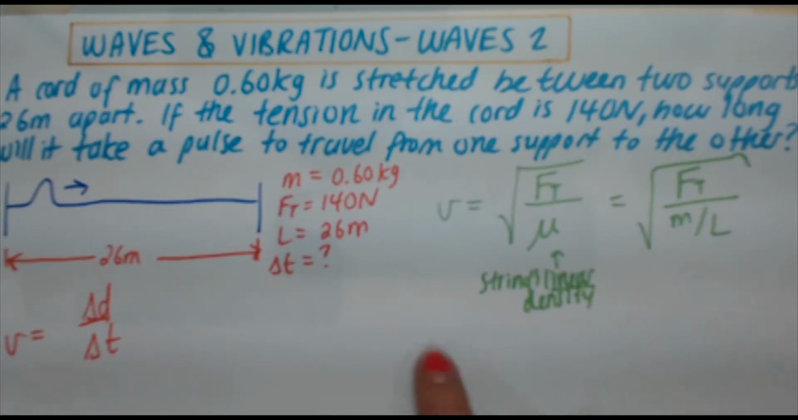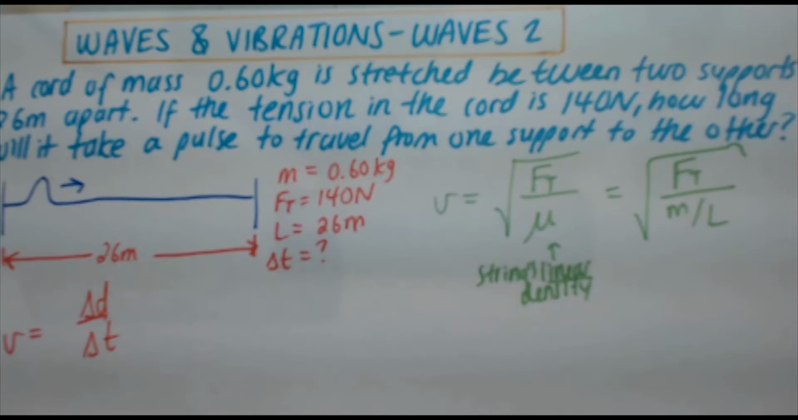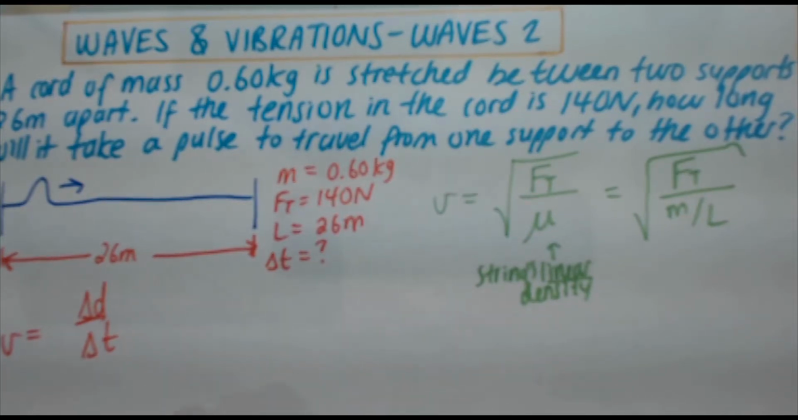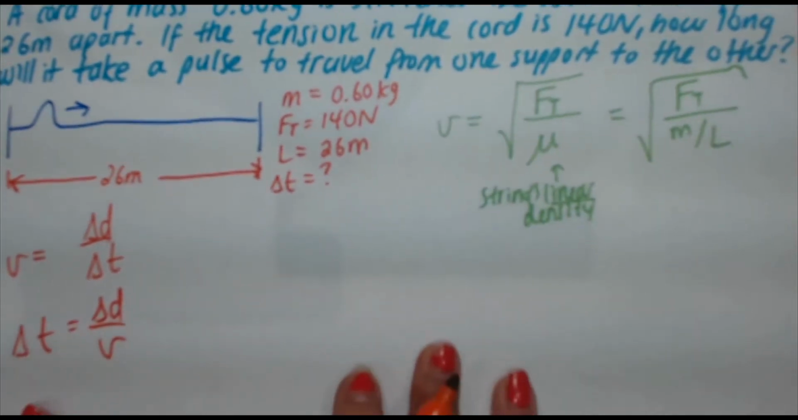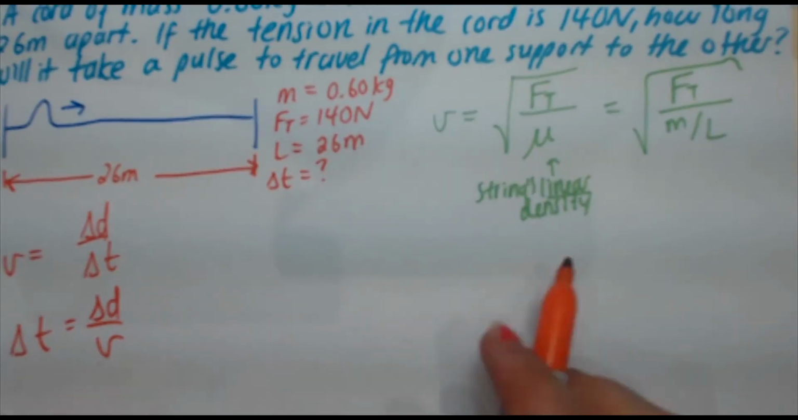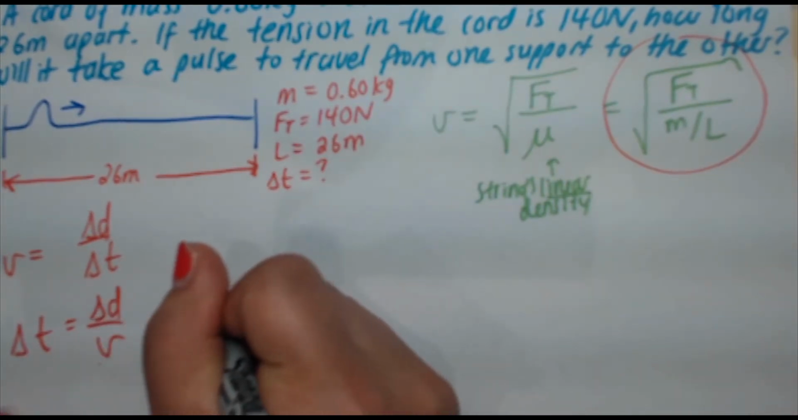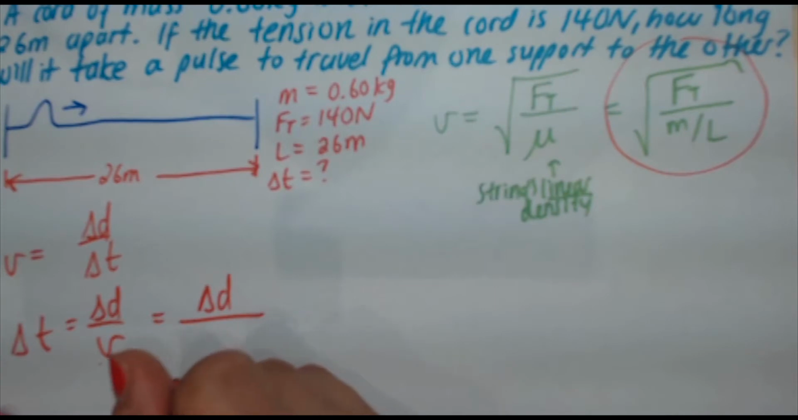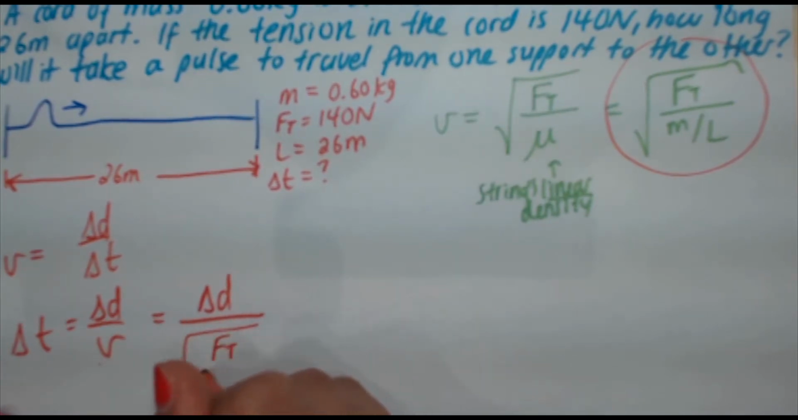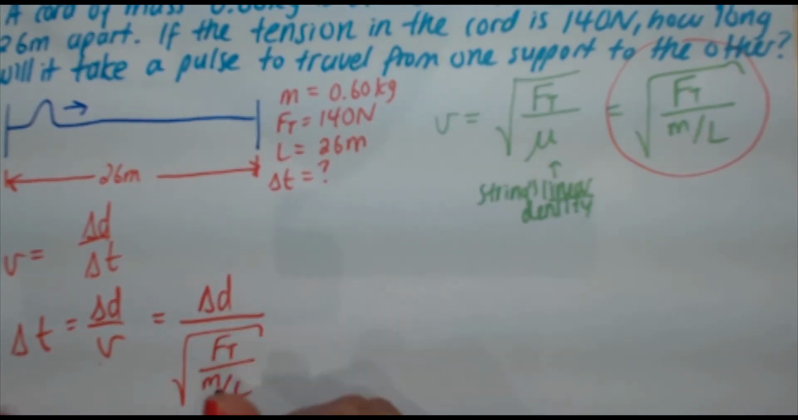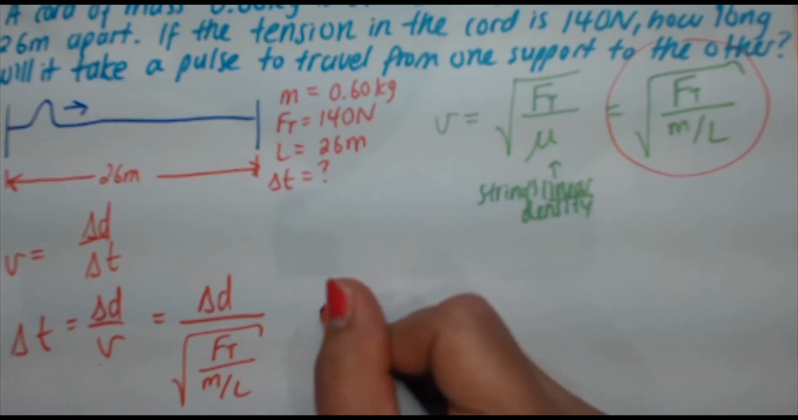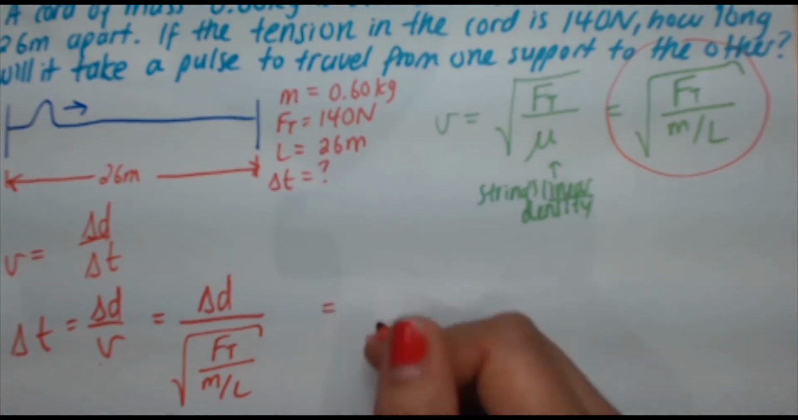Based on this, speed is equal to distance over time. We can rearrange that and say time is equal to distance over speed, right? For speed, I'm going to use the expression over here and plug it in. So delta t is equal to delta d over the square root of F_T over m over L. It looks like a big expression, but all you really need to do at this point is plug in the values. My delta d, your distance, is the 26 meters.